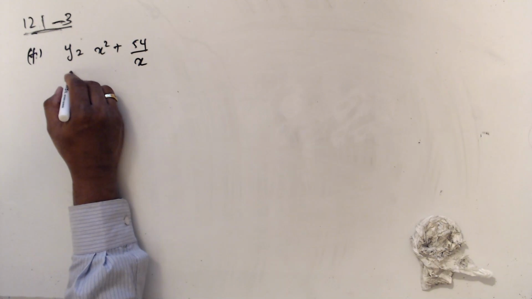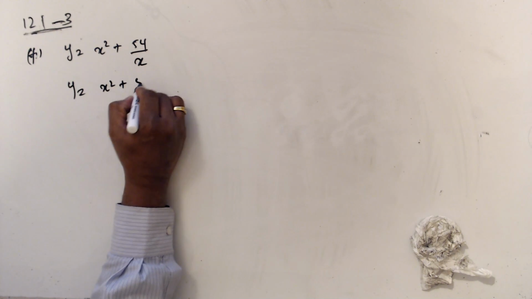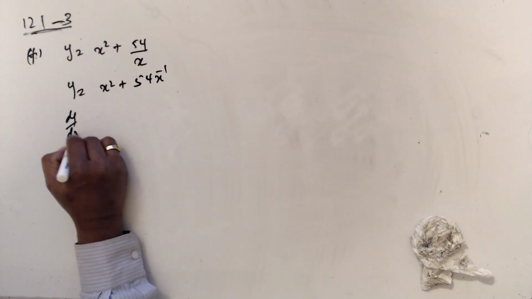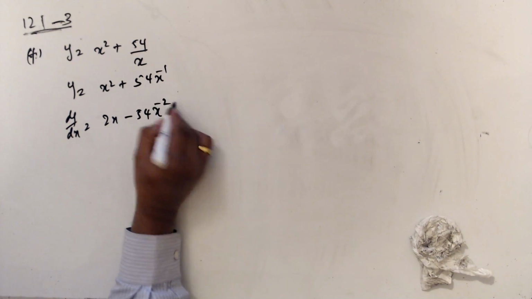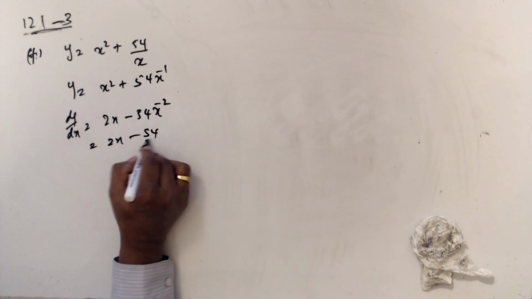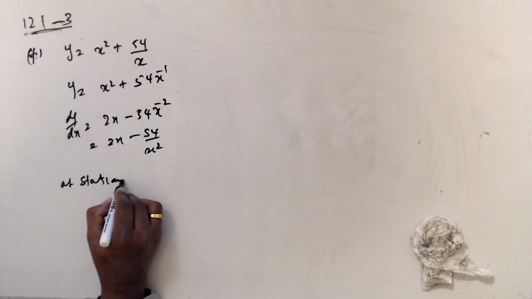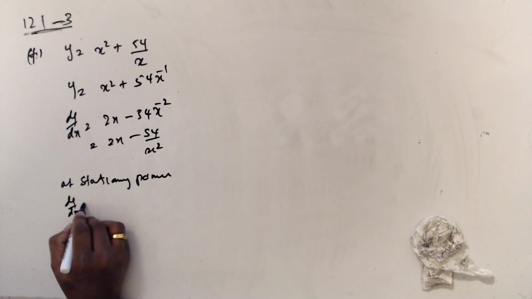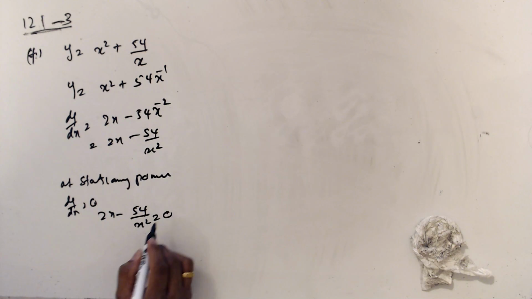Now dy/dx. We will write y = x² + 54x⁻¹. So dy/dx = 2x − 54x⁻², which is 2x − 54 over x². At the stationary point, dy/dx equals 0. So 2x − 54 over x² equals 0.